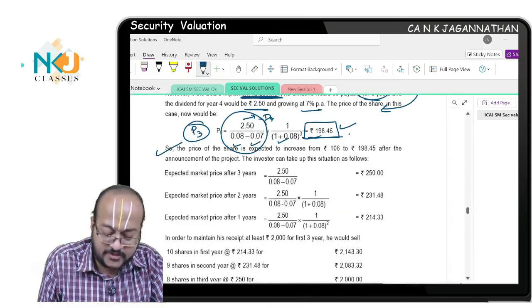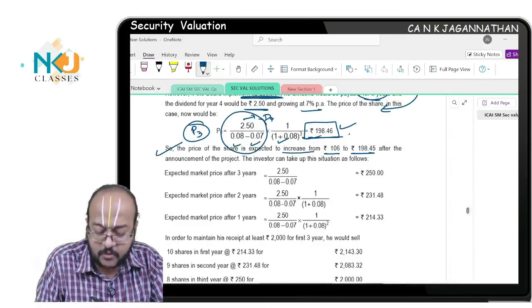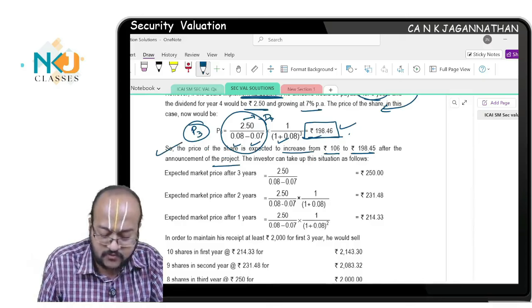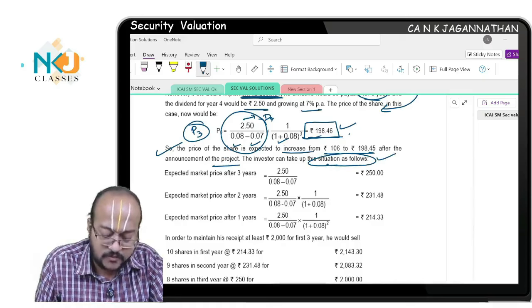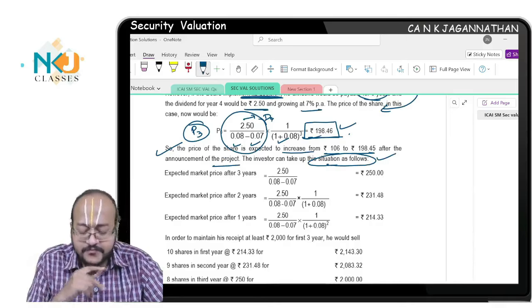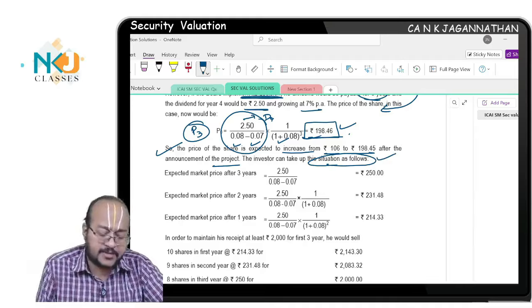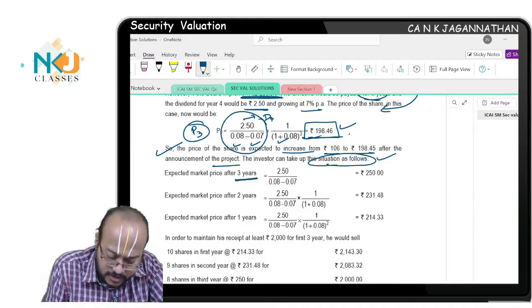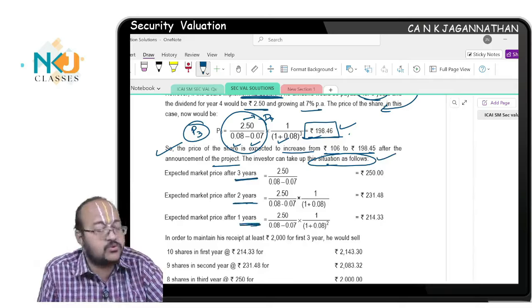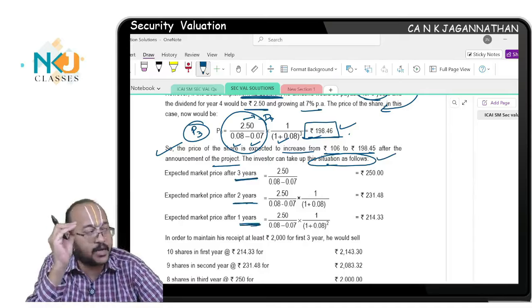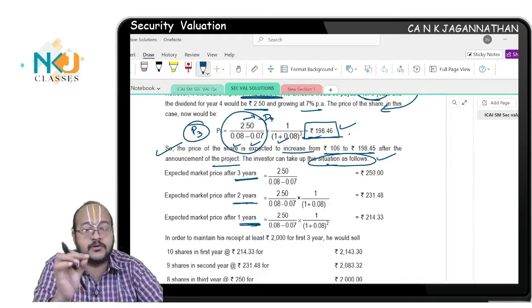So the price of the share is expected to increase from 106 to 198.45 after the announcement of the project. The investor can take up the situation as follows. Now, what I should do, see, we need to find out the expected price at the end of 3rd year, 2nd year and 1st year, so that I can decide how much share I need to sell to maintain my receipt of 2000 rupees.